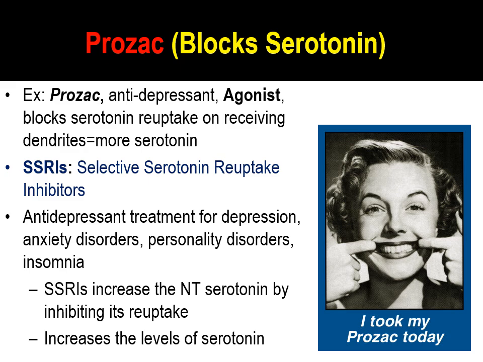So Prozac is an antidepressant. It's an agonist. It blocks serotonin reuptake, which means there's more serotonin floating around in your cerebral spinal fluid. There's more serotonin floating around in the synapse. We call drugs like Prozac SSRIs, and that would be important to know. It's a selective serotonin reuptake inhibitor.